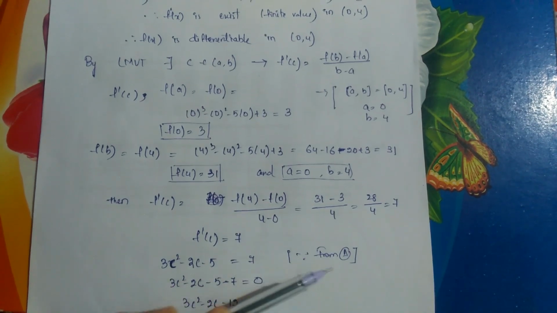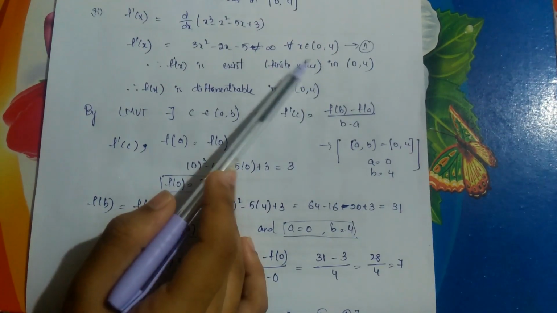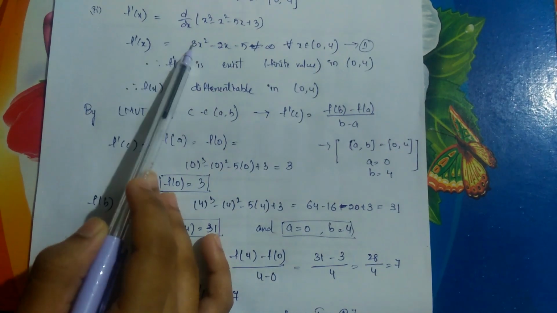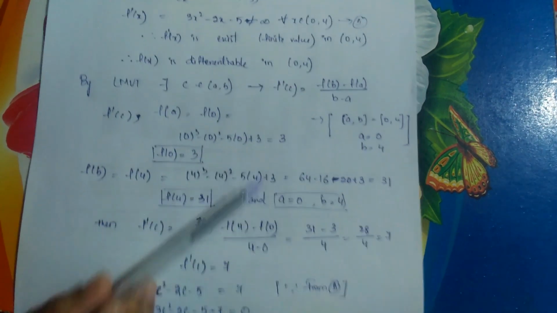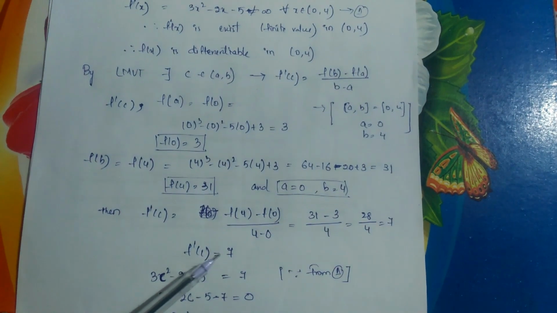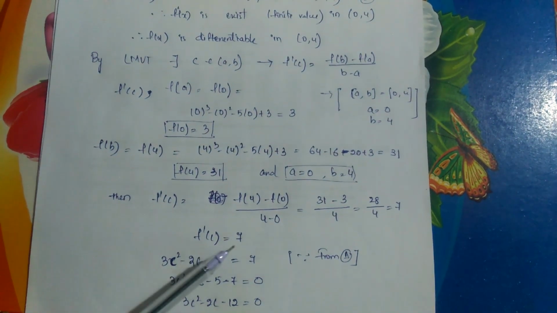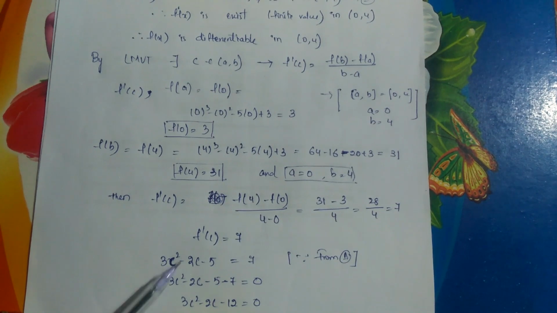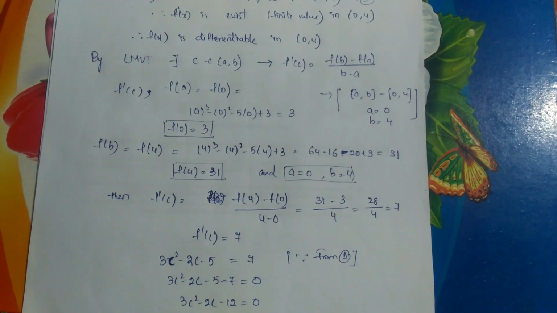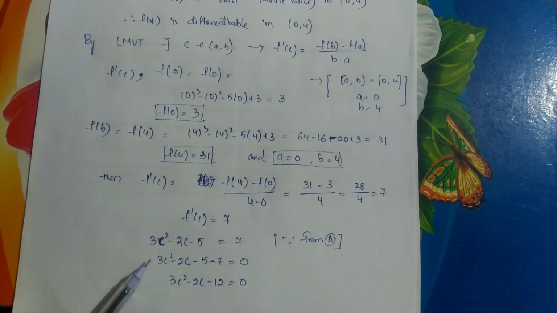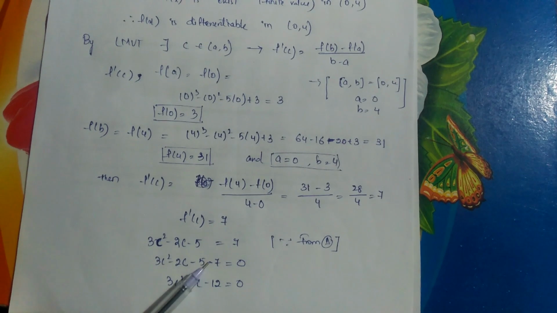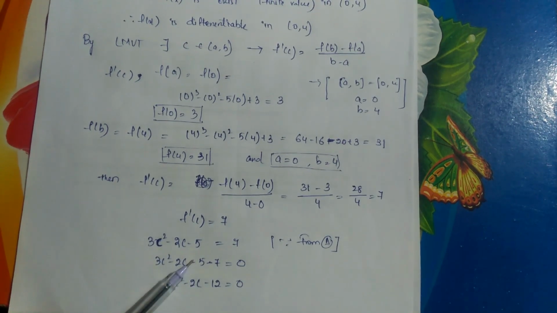But from equation 1, we have f dash of x is 3x square minus 2x minus 5. But here for f dash of c, you have to substitute c in the place of x. Then you get 3c square minus 2c minus 5, and that equals 7. So 3c square minus 2c minus 5, and sending this 7 to the left hand side, you get minus 7, and that equals 0. So from here, 3c square minus 2c minus 5 minus 7 is minus 12, and this is equal to 0.